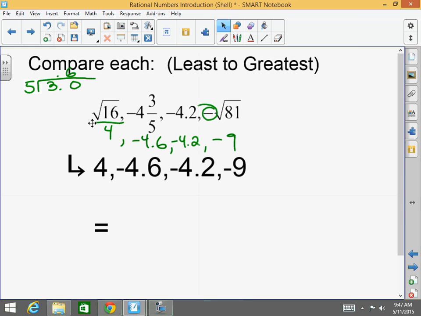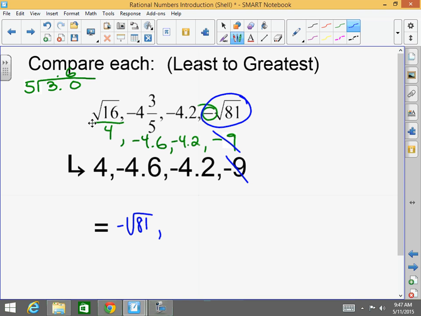So who is the smallest value here, gentlemen? Negative 4.6? No. Negative 9. The larger the negative, the smaller the value. And negative 9 belongs to the negative square root of 81. So negative square root of 81 is the smallest value. Done.